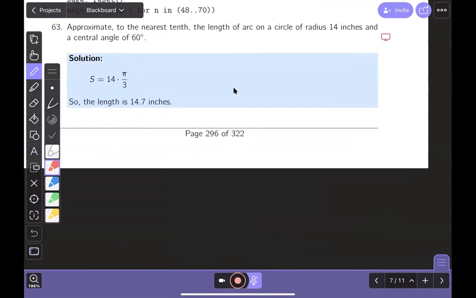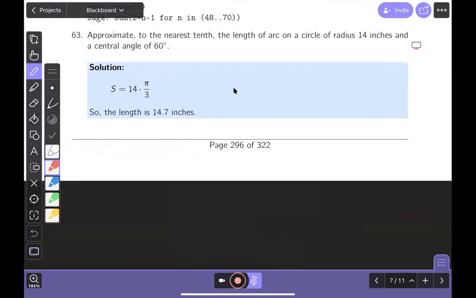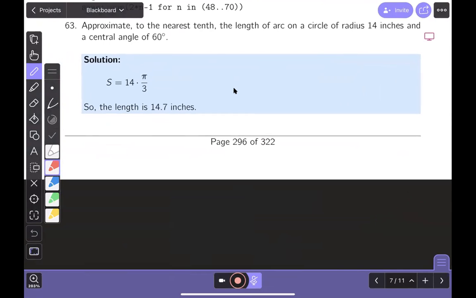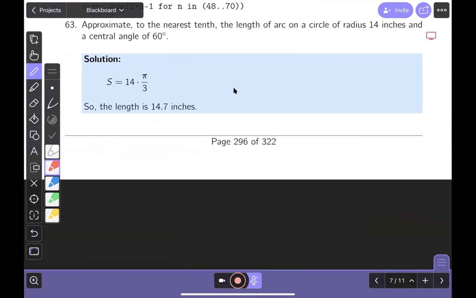It says approximate to the nearest tenth the arc length of a circle with radius 14. Again, this requires a calculator, but I want to point out the formula for you. The formula is S equals R theta, with the understanding that theta is in radians.